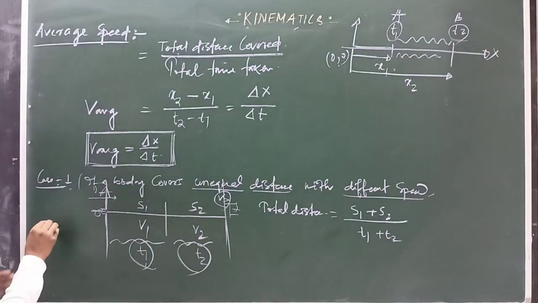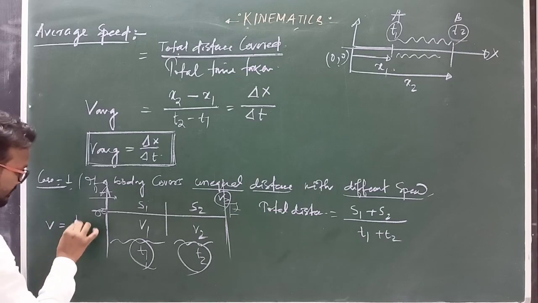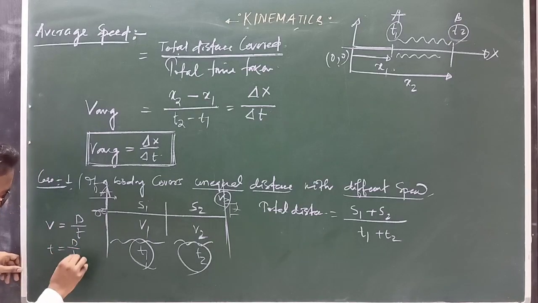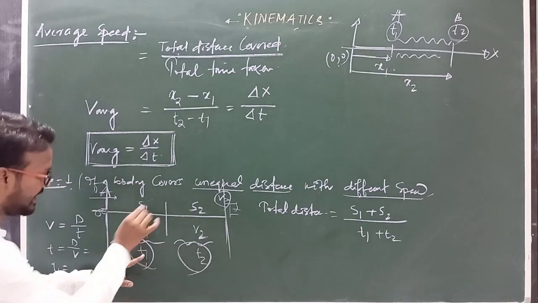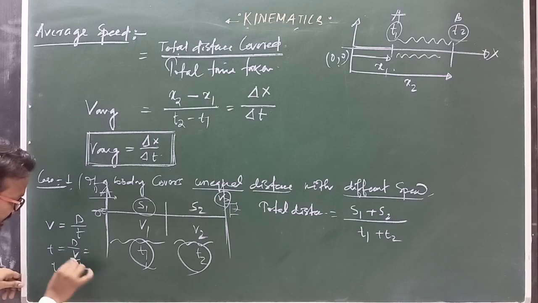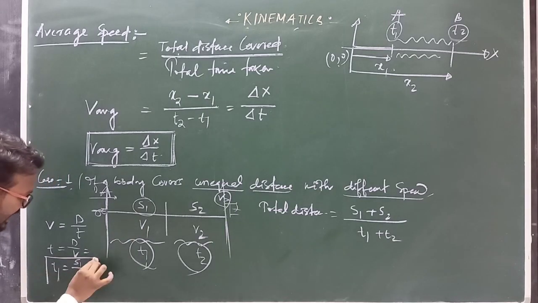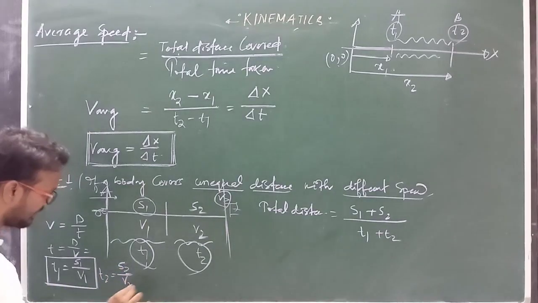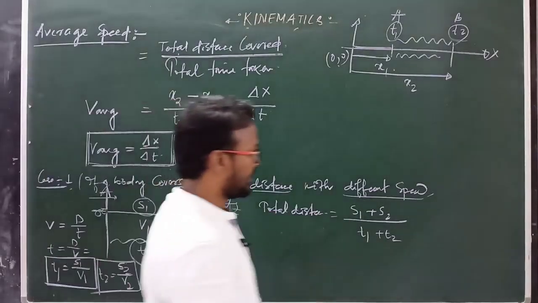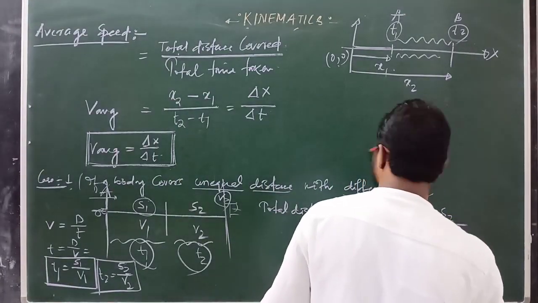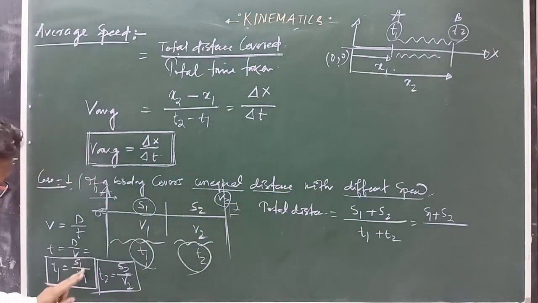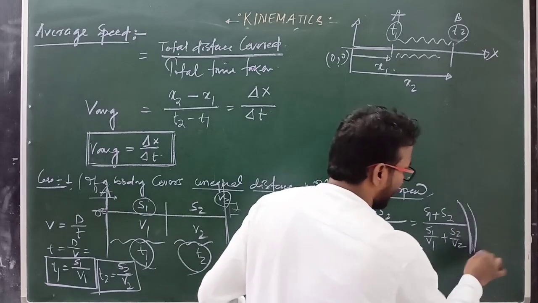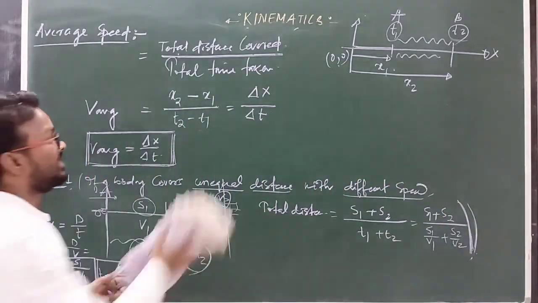We already know speed v equals displacement upon time, so time equals displacement upon velocity. So t1 can be written as distance s1 by speed v1. This is t1. Similarly, t2 equals s2 by v2. Clear? So using this relation, we can write s1 plus s2 divided by t1 plus t2, and t1 is s1 by v1, so it is s1 by v1 plus s2 by v2. This is the final answer, known as the average speed of the body. Clear?